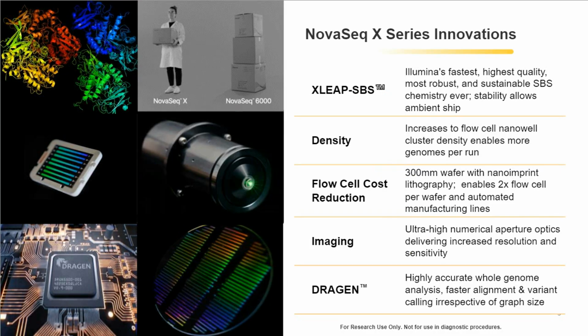In order to achieve the desired output, speed, and cost, the NovaSeq X had to be built from the ground up with new technology. XLEAP SBS is our fastest and most robust SBS chemistry, and its stability allows for ambient shipping. We developed an ultra-high density flow cell, packing more clusters into a smaller footprint. In order to image these new flow cells, we needed an optical system that delivers increased resolution and sensitivity. And lastly, we added onboard Dragon to get from sample to result even faster.